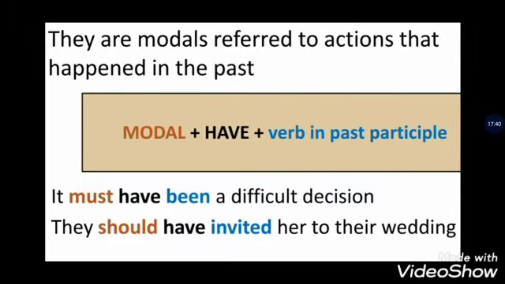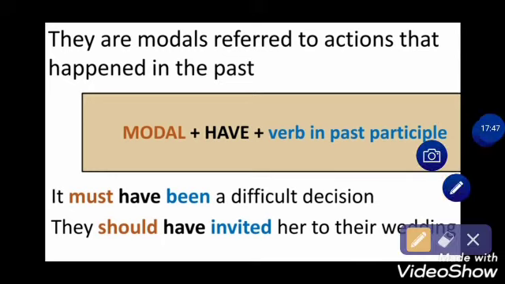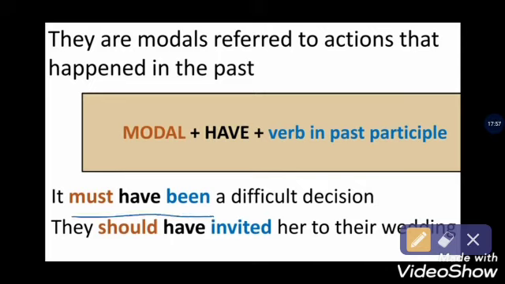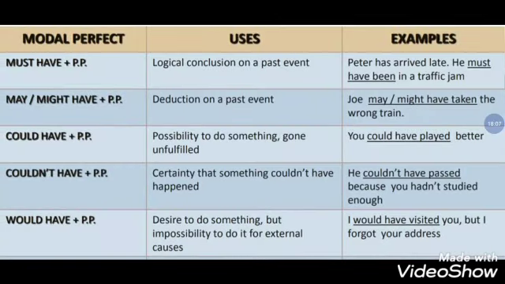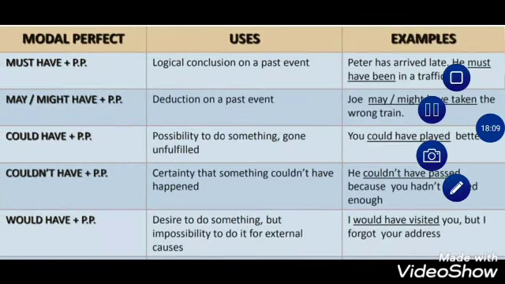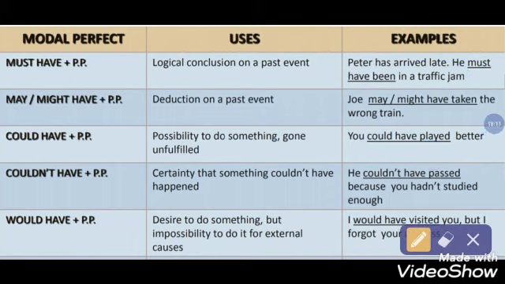Like how we use modals in the situations of past. These modals refer to actions that happen in the past. Modal plus have plus verb in the past participle. For example, it must have been a difficult decision. They should have invited her to their wedding. Okay. And there we categorize them. First, must. We have to use have plus past.